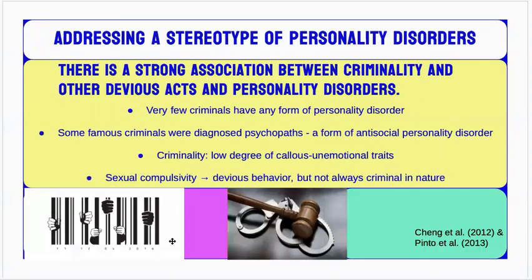So lastly, we're going to switch up the gears a little bit and talk about a stereotype of personality disorders at large. So there's a strong association between criminality and other devious acts and personality disorders. And although a few criminals have actually been diagnosed with personality disorders, some of the most famous have been, and they were diagnosed with antisocial personality disorder specifically. And this has caused a great misrepresentation and the image between personality disorders and criminality to be skewed in people's brains.